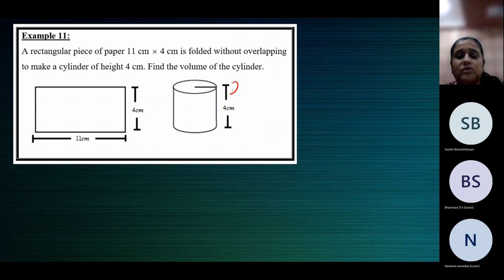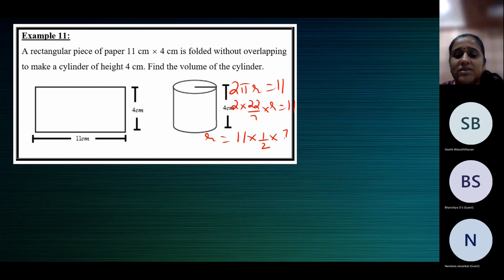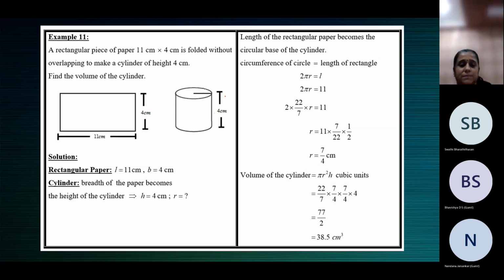2 pi r is equal to 11. 2 into 22 by 7 into r is equal to 11. So r is equal to 11 into 2 becomes 1 by 2 on the other side, and 22 by 7 becomes 7 by 22. Reciprocals. Ones are, twos are. So r is equal to 7 by 4. Now we found the radius. Using radius and height, we find the volume of the cylinder.